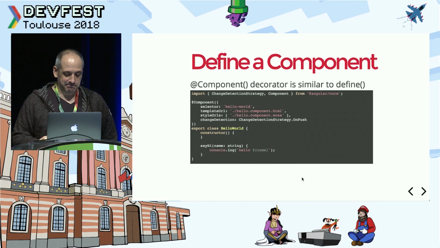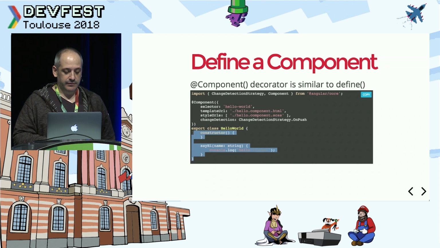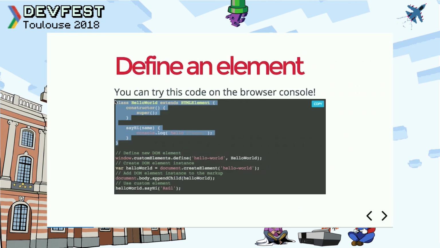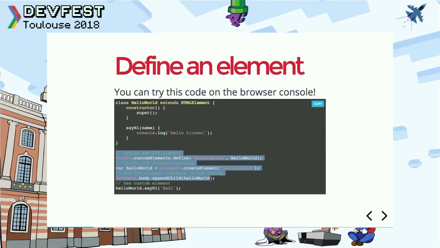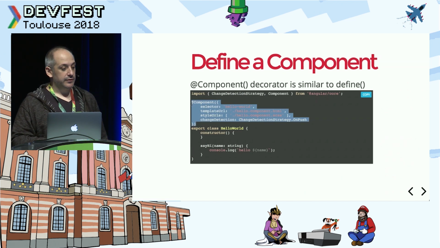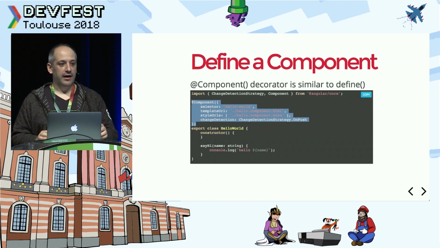So, defining an Angular component, as I said, if you look at the code, this class here is basically the same thing. It's exactly the same. The only thing that changes is that the code we have here, the define, where we create the element and so on, is what we have in the decorator. The decorator itself is doing that magic underneath.